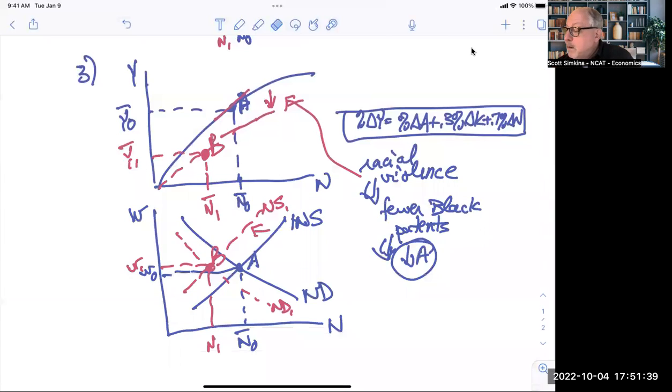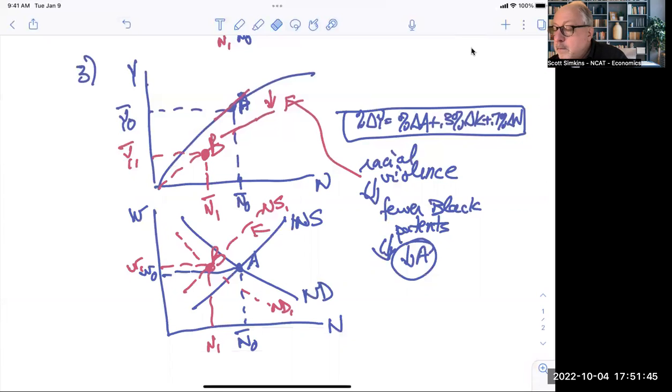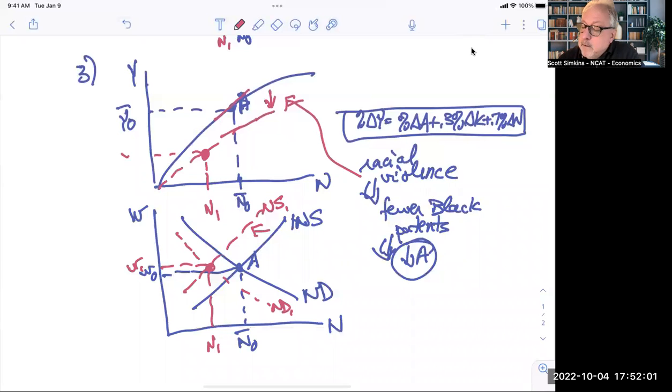Whoops, sorry. If we use the growth accounting equation, if this is... oops, go back and recreate that part. Sorry about this.